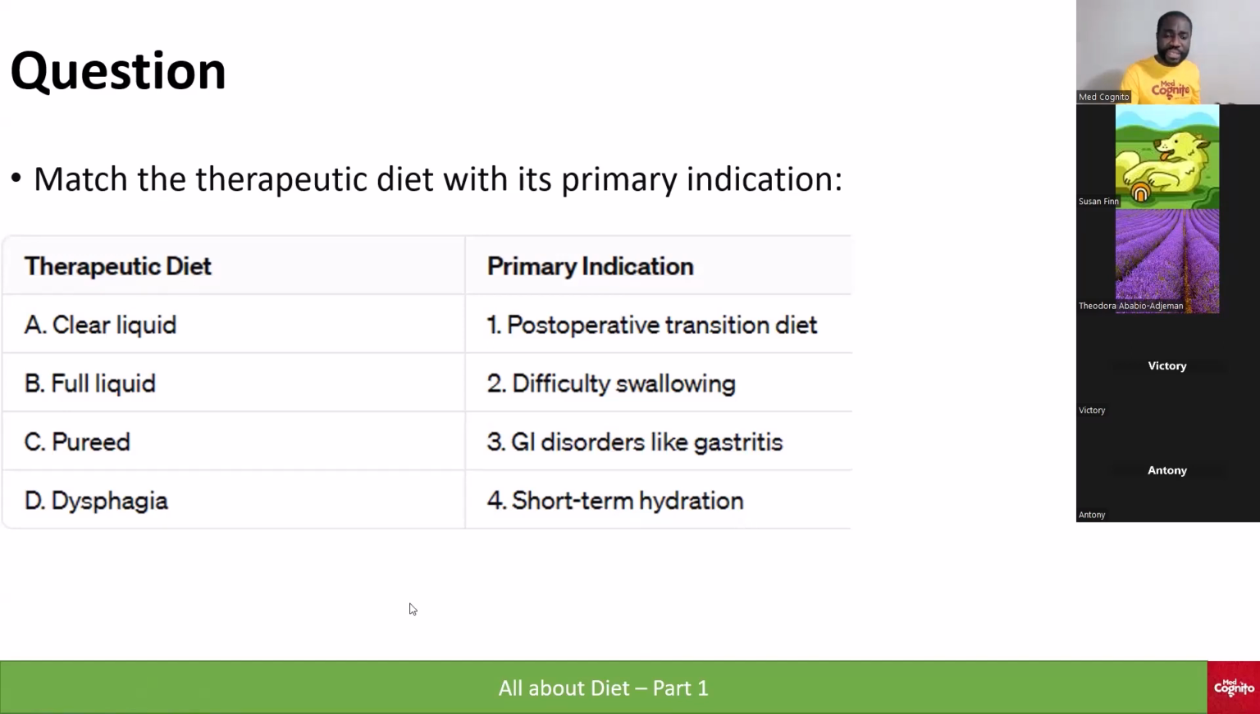So please do the matching, guys. Do the matching.